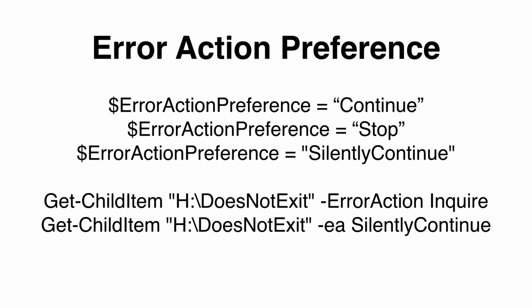PowerShell's also got a lot of little shortcuts that you can use. So instead of writing out ErrorAction, you can use the alias EA that actually does exactly the same as calling the ErrorAction parameter.